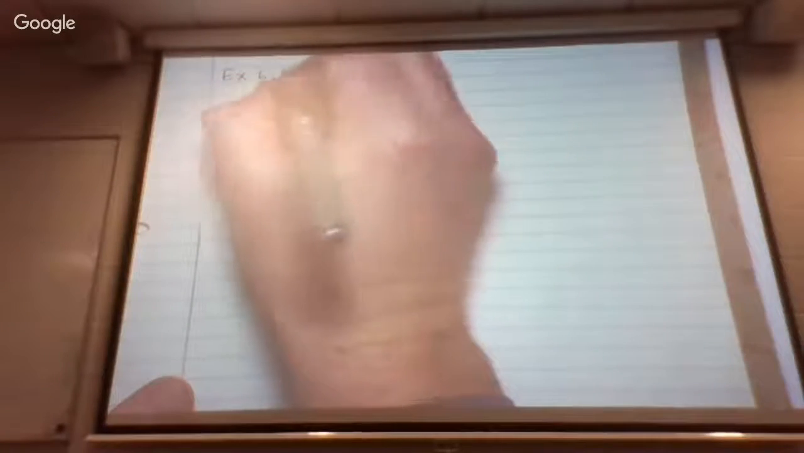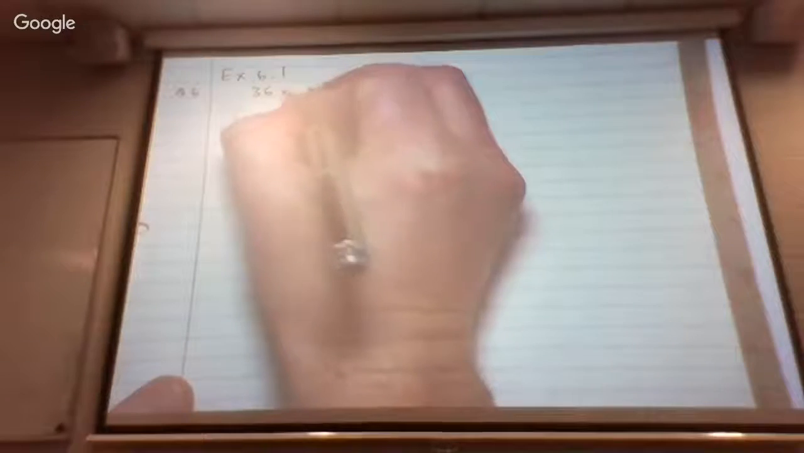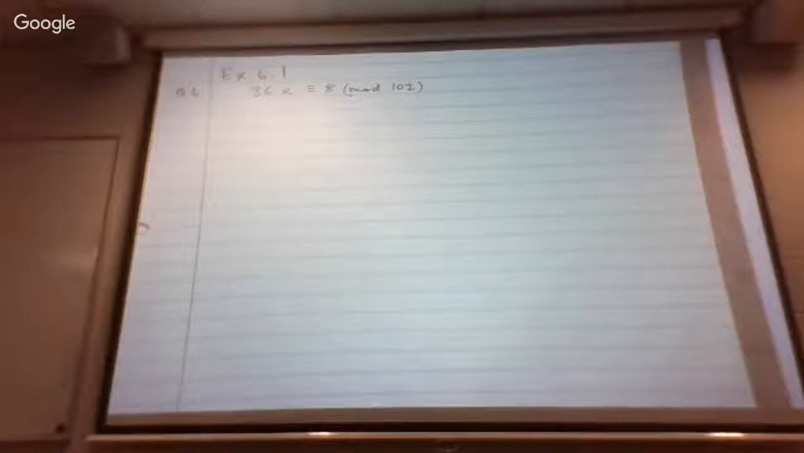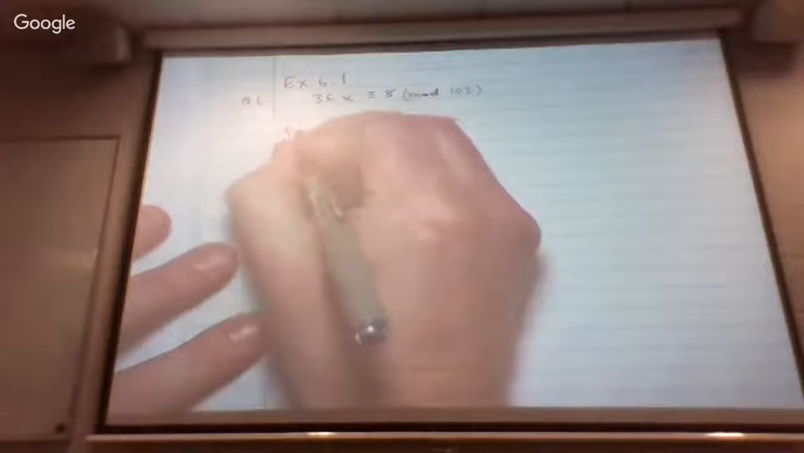So let's look at question 6. So this is exercise 6.1. Question 6 is 36x congruent to 8 modulo 102. Does it have solutions? No, it's not immediately obvious. Doesn't leap off the page at you whether or not it has solutions. So you start to apply the results. Okay, so we don't know whether it has solutions, so we need to investigate.